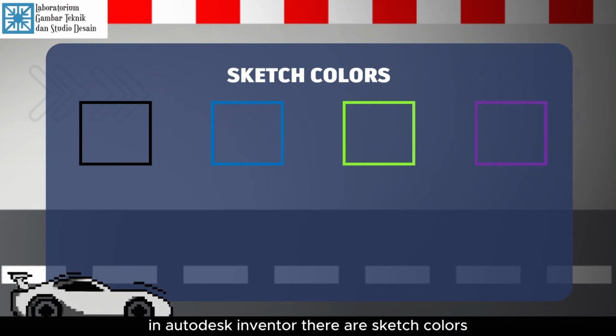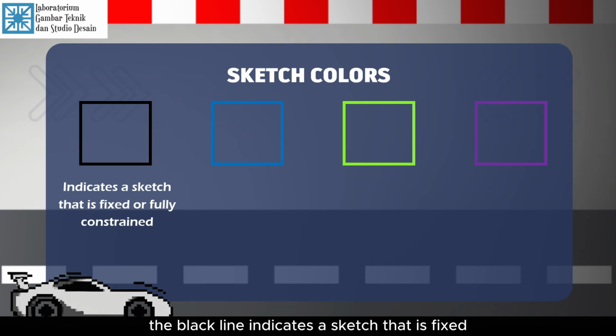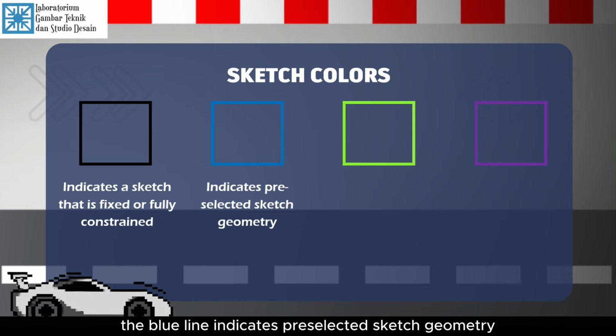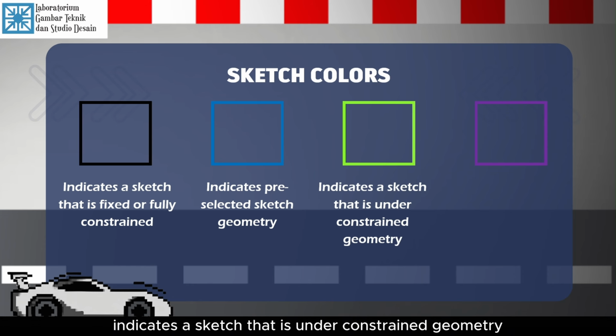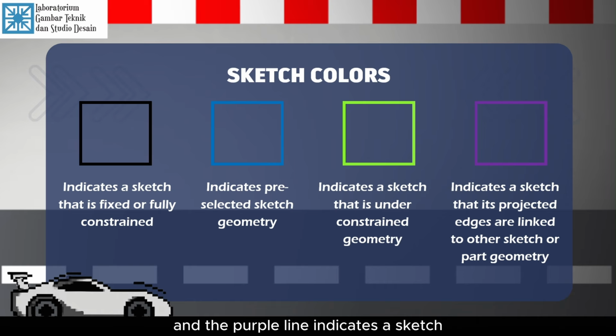In Autodesk Inventor, there are sketch colors. The black line indicates a sketch that is fixed or fully constrained. The blue line indicates pre-selected sketch geometry. The green line indicates a sketch with under-constrained geometry. And the purple line indicates a sketch whose projected edges are linked to other sketch or part geometry.